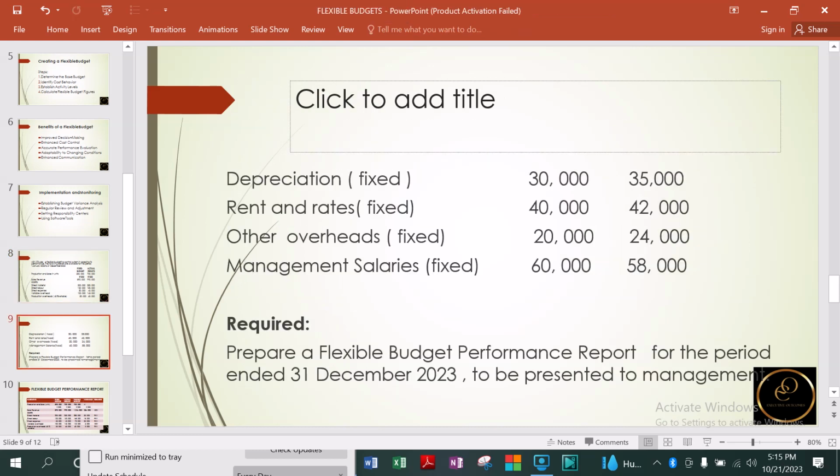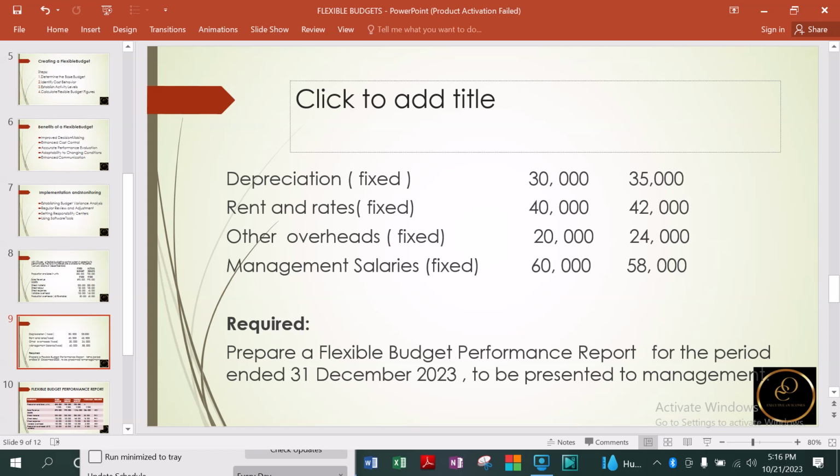We look at the other part, which tells you depreciation, which is fixed, rent and rates also fixed, other overheads also fixed, management salaries fixed. What is the task before us? We are required to prepare a flexible budget performance report for the period ended 31st December 2023 to be presented to management. So that's the task we have.